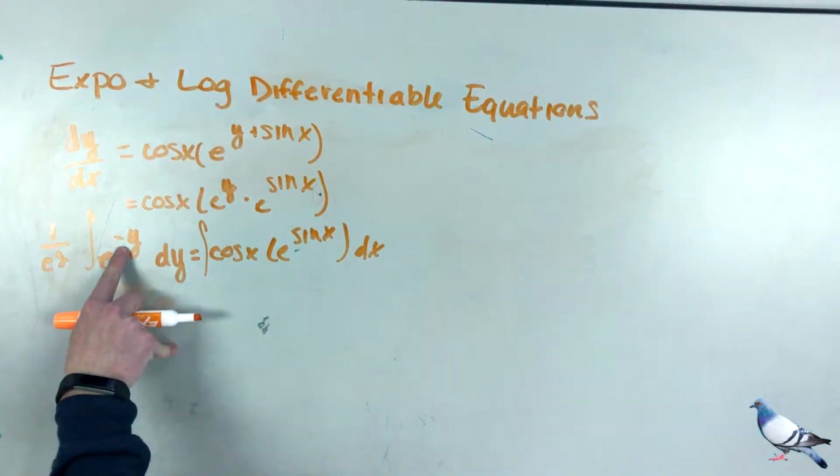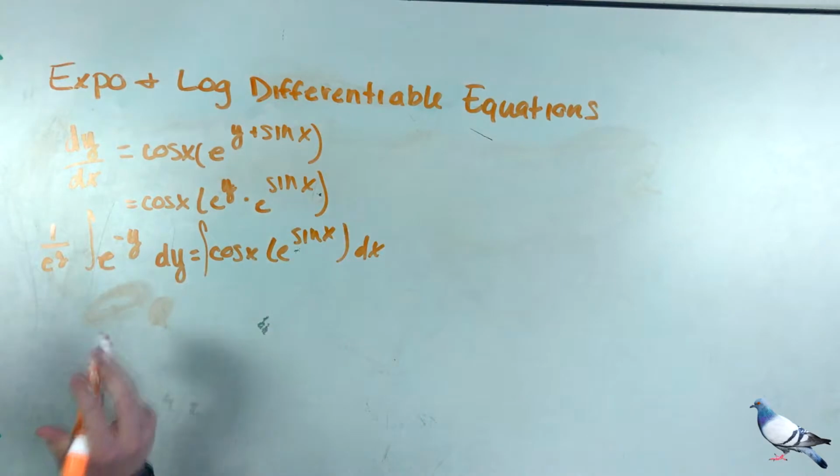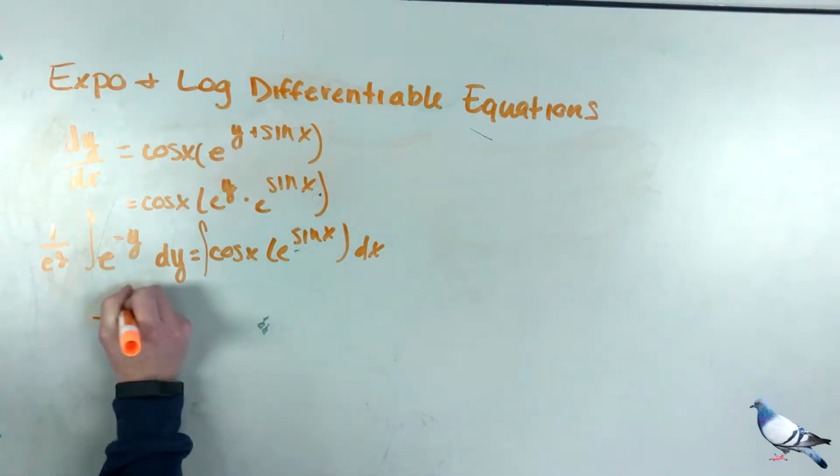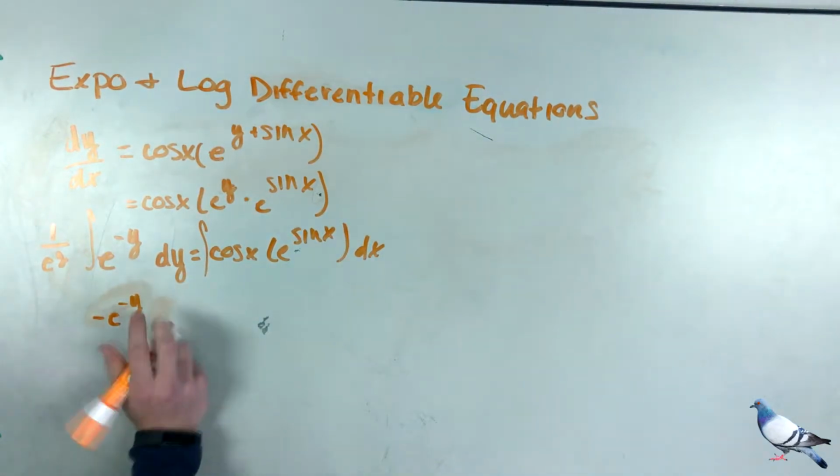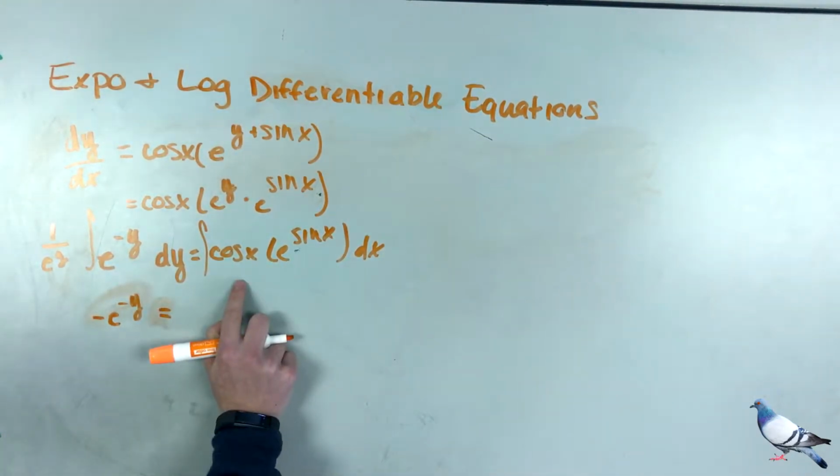This is the same thing as a negative 1, so we multiply that by the outside, so we have negative e^(-y). The dy goes away because we just took the integral. Now take the integral of this side.